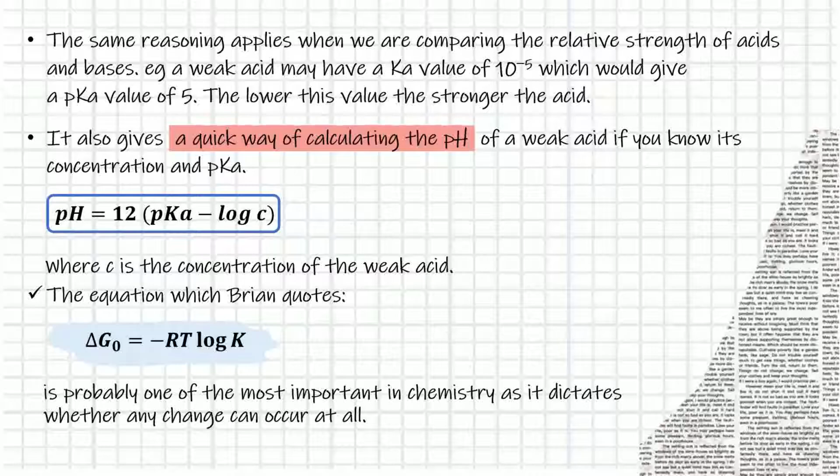So it gives a quick way of calculating the pH, either for a weak acid or a stronger acid, a weak base or a stronger base. Okay. If you look at the equation below, you can see that log is also used in one of the most important quantities in chemistry, as it dictates whether any change can occur at all. So let's show how important logarithms are in chemistry problems.